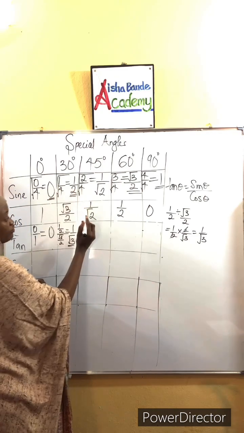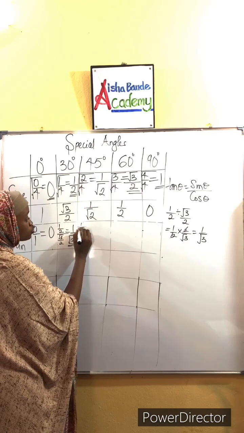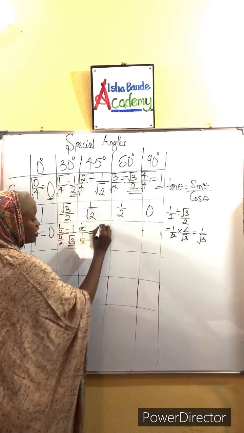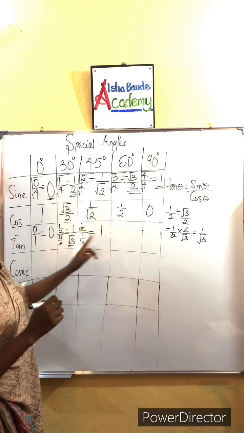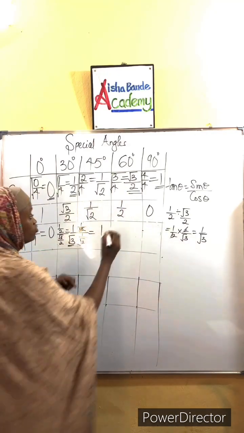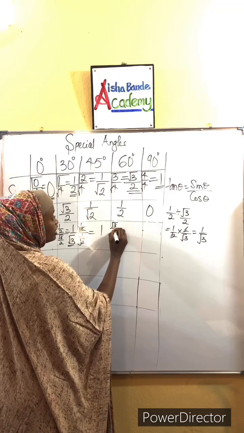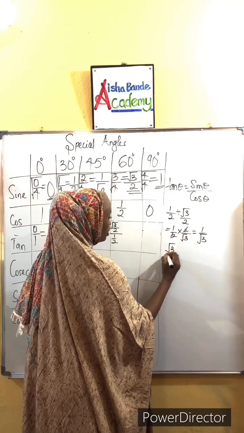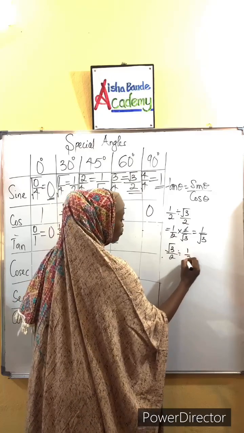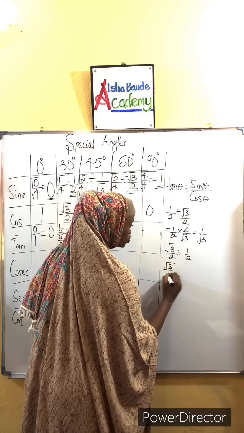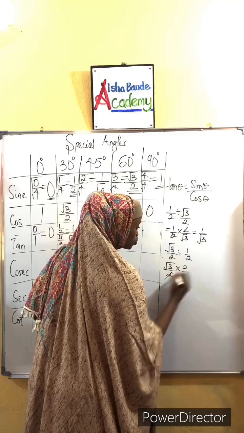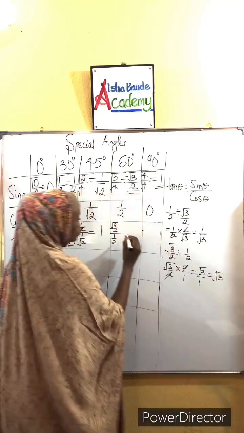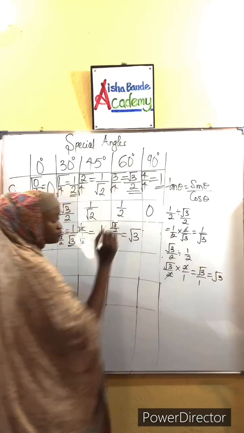Moving on, tan 45 is going to be 1 over root 2 over 1 over root 2. And when we simplify this, we have our answer as 1. For tan 60, we are going to have root 3 divided by 2, all divided by 1 over 2. So let's simplify this here. We have root 3 over 2 divided by 1 over 2. This is same as saying root 3 over 2 times 2 over 1. So 2 cancels 2. We are left with root 3 over 1, which is the same thing as root 3. So here we have our answer as root 3.